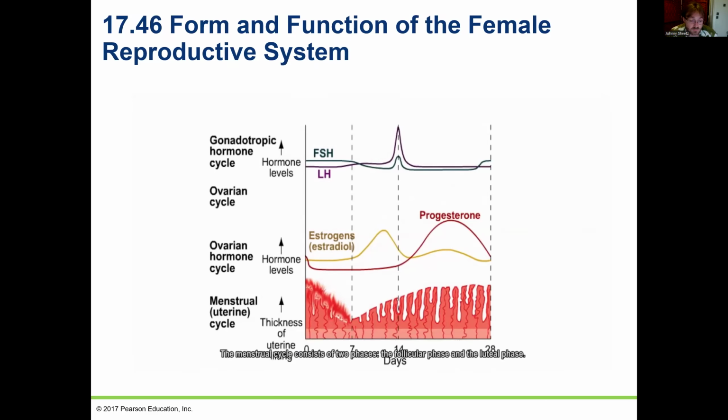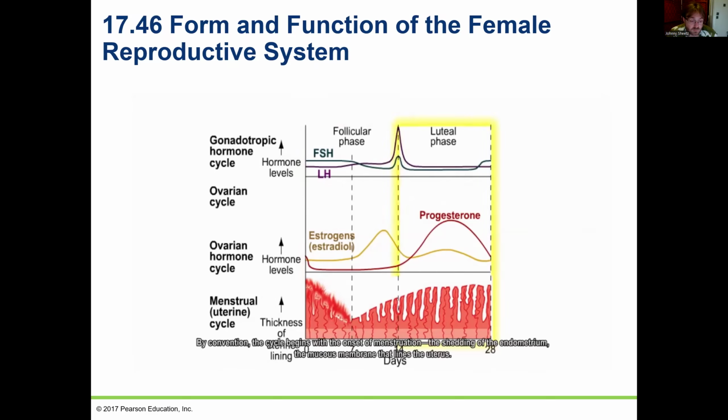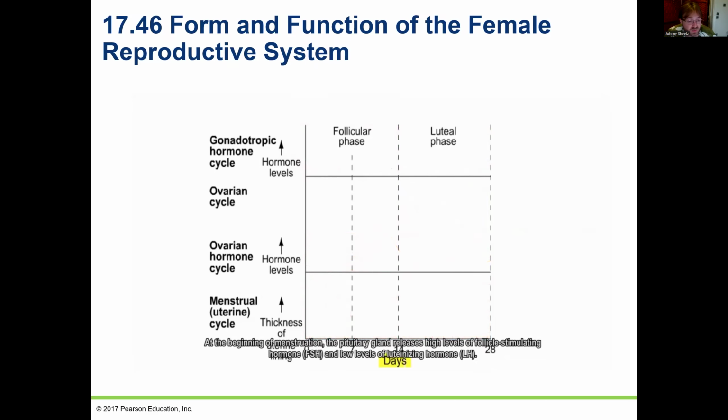The menstrual cycle consists of two phases, the follicular phase and the luteal phase. By convention, the cycle begins with the onset of menstruation, the shedding of the endometrium, the mucous membrane that lines the uterus. At the beginning of menstruation, the pituitary gland releases high levels of follicle-stimulating hormone, abbreviated FSH, and low levels of luteinizing hormone, or LH.